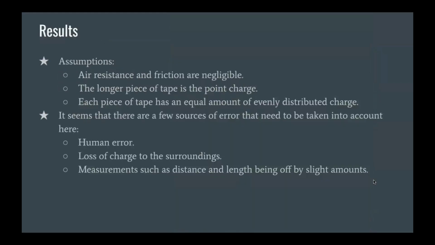Some of the assumptions we made might affect the results. We didn't account for air resistance and friction, as those are negligible. We determined the longer piece of tape is what we're calling the point charge in this scenario. And each piece of tape we assumed had an equal amount of evenly distributed charge, which isn't necessarily true. There are a few sources of error we could have taken into account, as always: human error, loss of charge to the surroundings, and measurements such as distance and length being off by slight amounts.